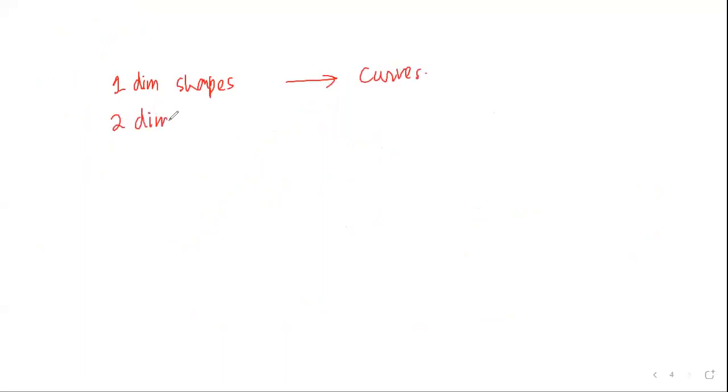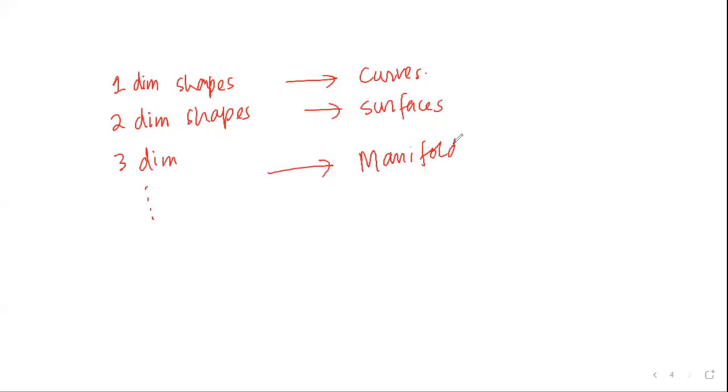Two-dimensional shapes we call surfaces, and three-dimensional and so on are called manifolds, n-dimensional manifolds. This is a generic name for everything. A curve is a one-dimensional manifold. A surface is a two-dimensional manifold, and so on.